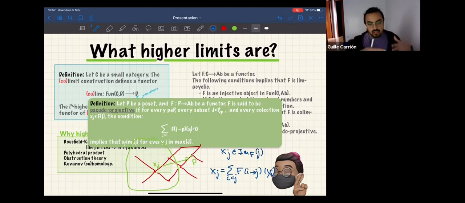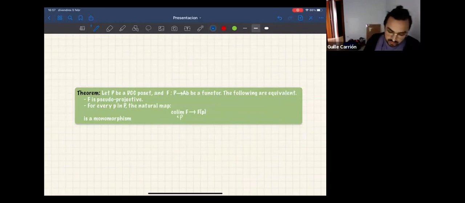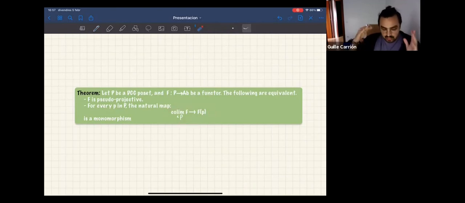So this condition is hard to check, because for every P you have to take every subset, and then you have to take every collection of elements that makes this sum 0. And we prove that this condition is equivalent to the following. If for every P in the poset, this natural map is a monomorphism, then the functor is pseudo-projective.